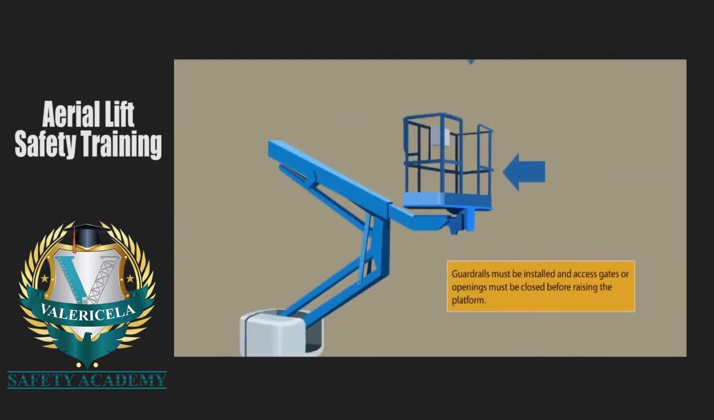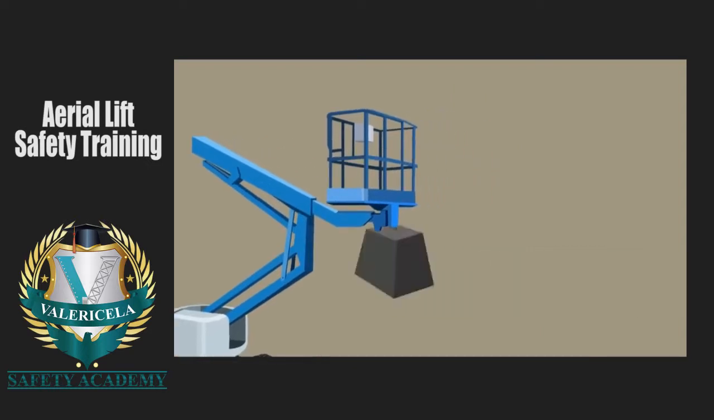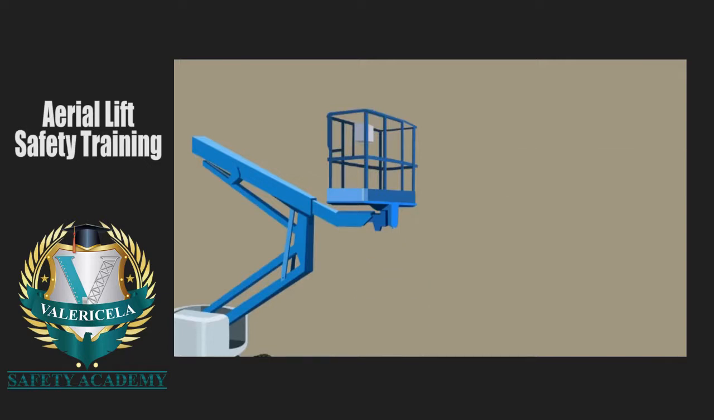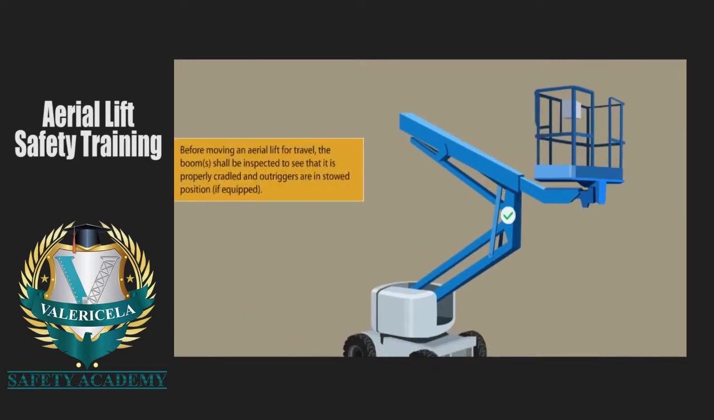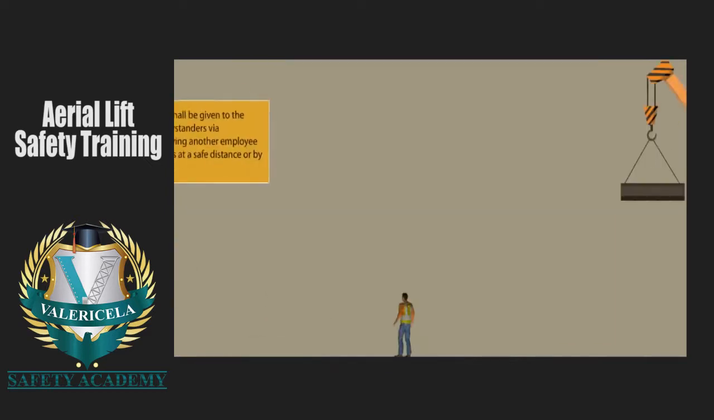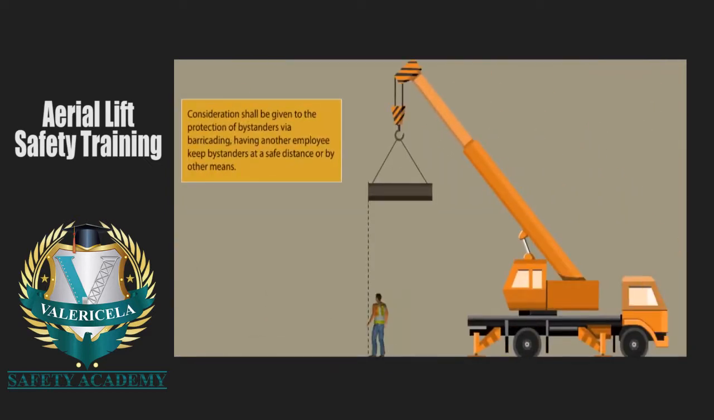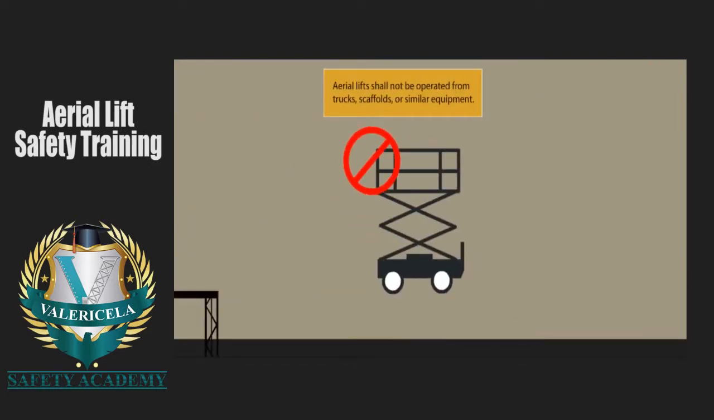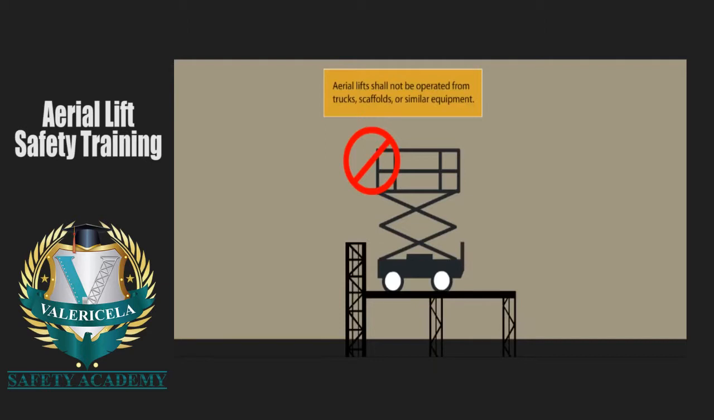Guardrails must be installed, and access gates or openings must be closed before raising the platform. Boom and platform load limits specified by the manufacturer shall not be exceeded. Before moving an aerial lift for travel, the booms shall be inspected to see that it is properly cradled and outriggers are in stowed position if equipped. Consideration shall be given to the protection of bystanders via barricading, having another employee keep bystanders at a safe distance, or by other means. Aerial lifts shall not be operated from trucks, scaffolds, or similar equipment.